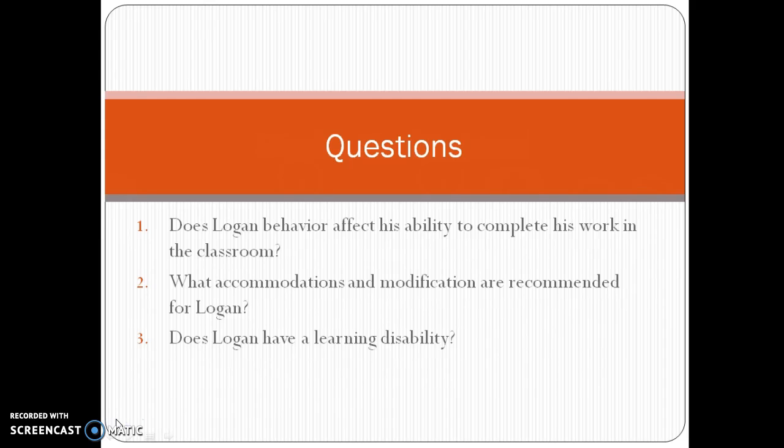The questions. Number 1, does Logan's behaviors affect his ability to complete his work in the classroom? 2, what accommodations and modifications are recommended for Logan? And does Logan have a learning disability?